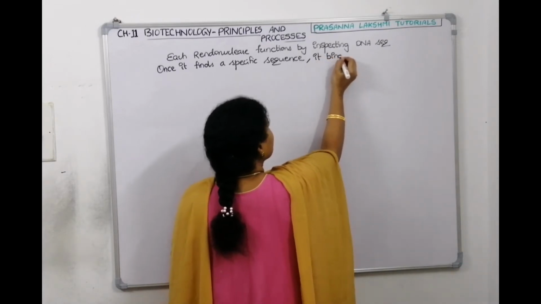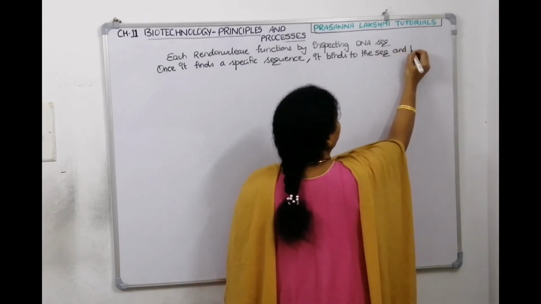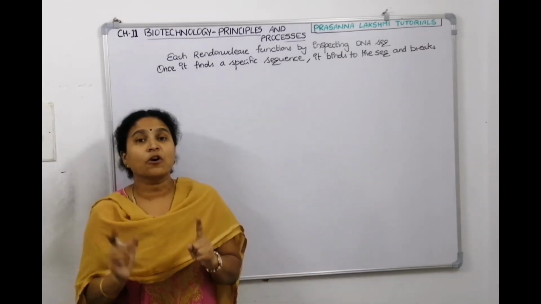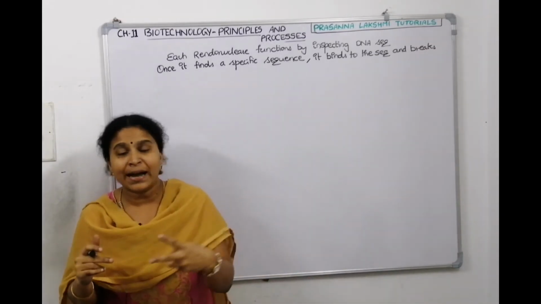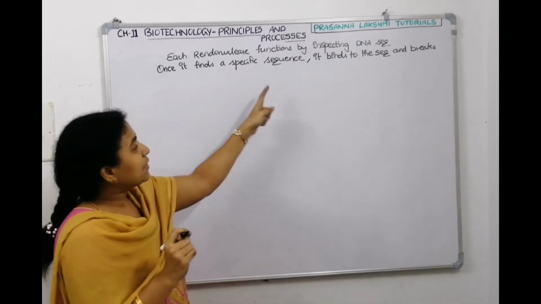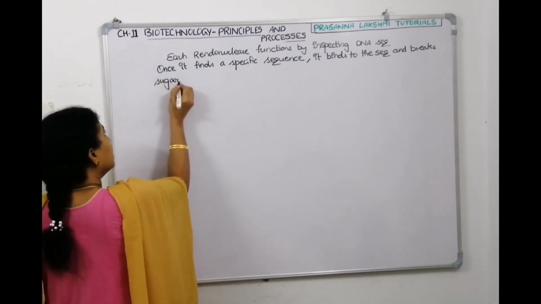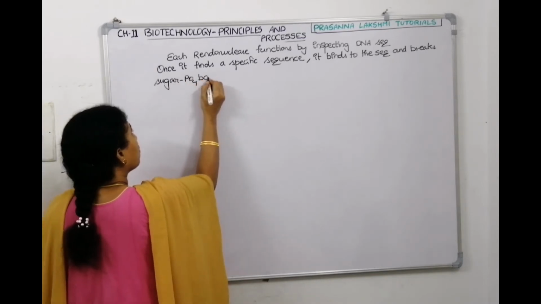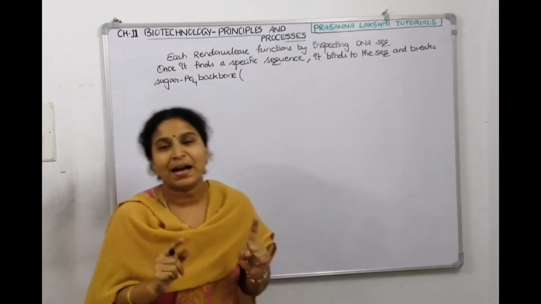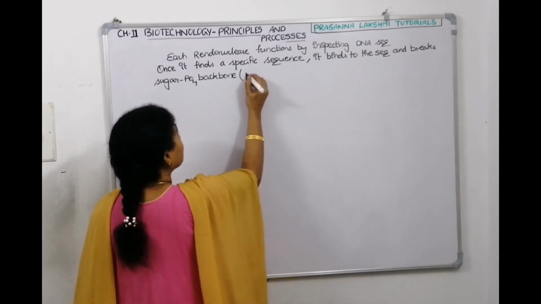It binds to the sequence and breaks. What does it break? It breaks the sugar phosphate backbone, not the hydrogen bonds. It breaks the backbone present between sugar and phosphate. Children, what linkage is there on the sugar phosphate backbone? Phosphodiester bond. What bond is there on the sugar phosphate backbone?